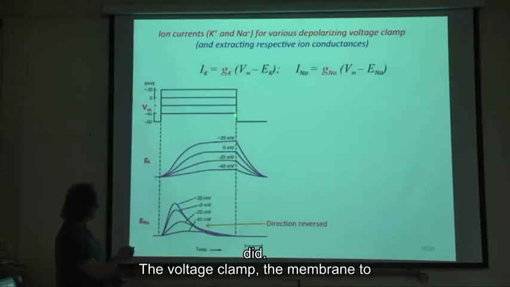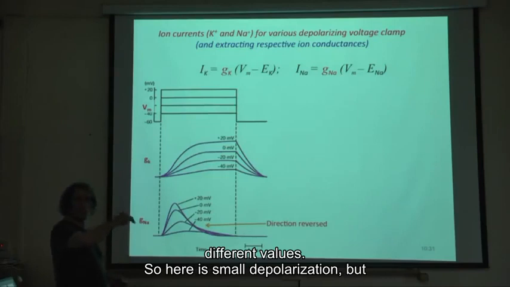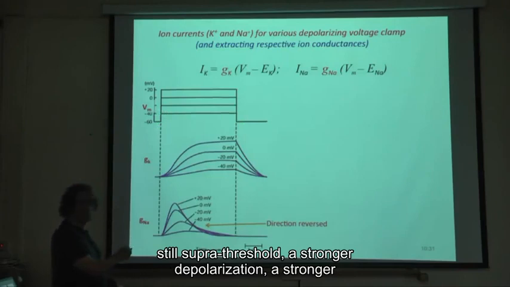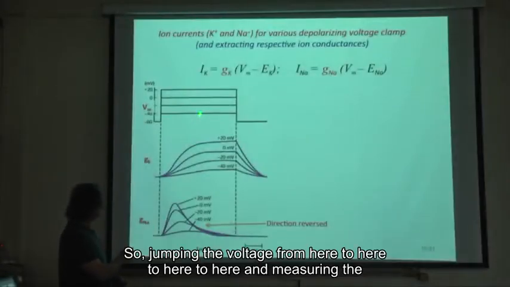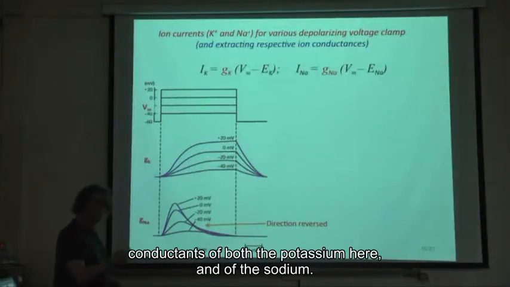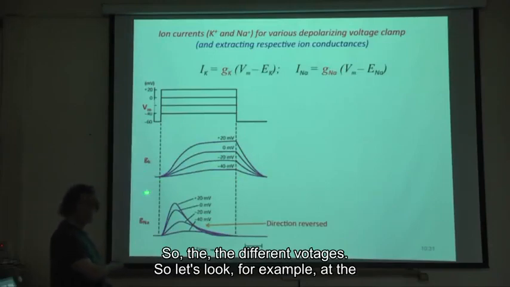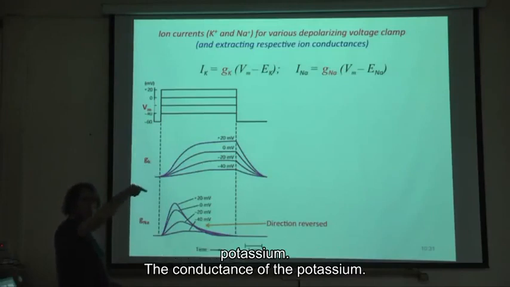They voltage clamped the membrane to different values. So here is a small depolarization, but still suprathreshold. A stronger depolarization, voltage clamping the membrane step by step. So jumping the voltage from here to here to here to here, and measuring the conductance of both the potassium and of the sodium for the different voltages.